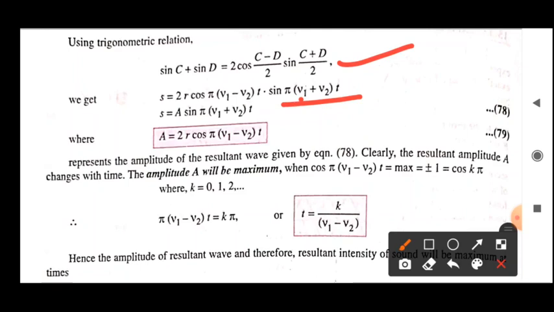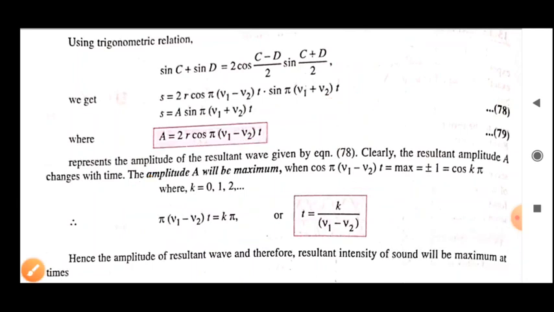Now amplitude, you can see from here, will be maximum whenever this value is maximum. So cos π(ν1 − ν2)t will be maximum, meaning it will have the value plus or minus 1. If you write the general value for the cos, that will be cos kπ, where k has value 0, 1, 2, 3, 4 and so on. So from here you can compare these two lines, and we get π(ν1 − ν2)t equal to kπ, or finally t can be calculated from here.